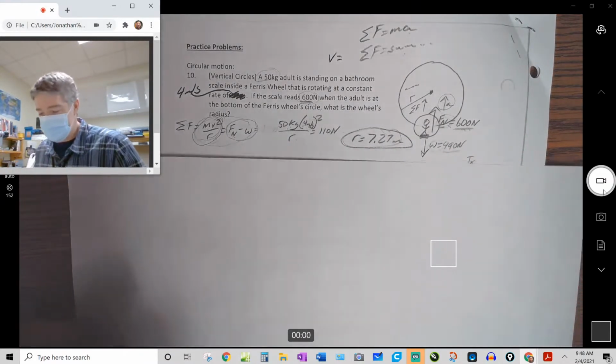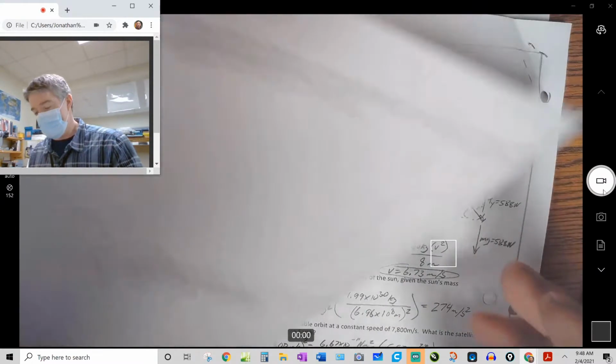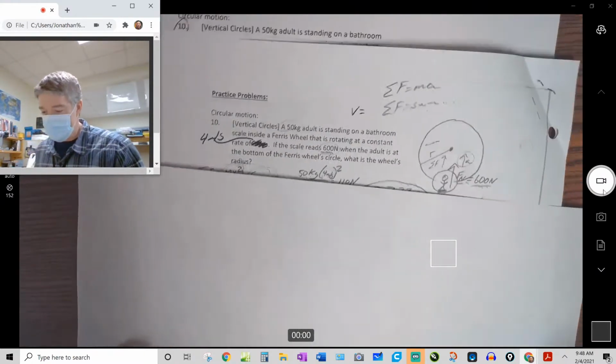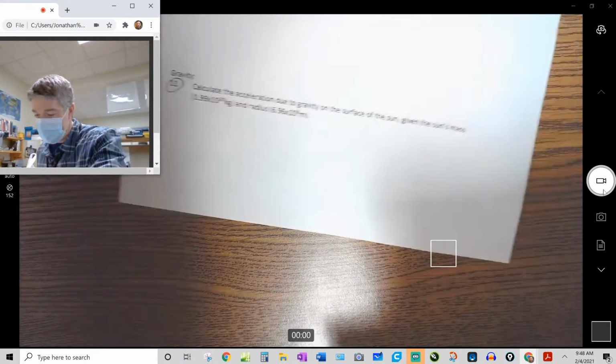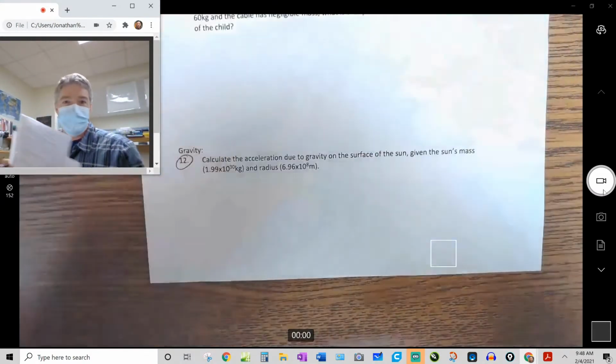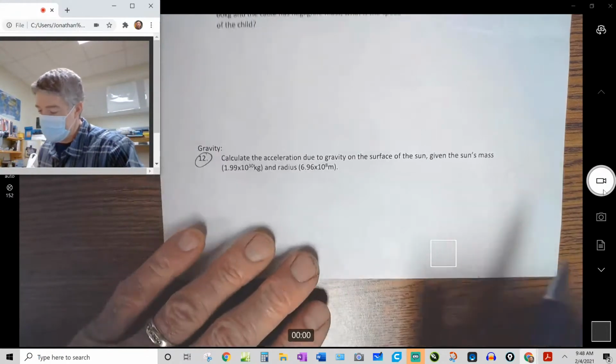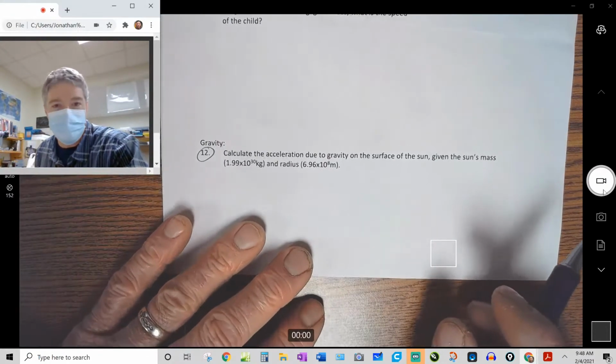All right, let me see on this next one if I want to do it from scratch. Calculate the acceleration. Yeah, this one I'm going to maybe do a little bit from scratch.